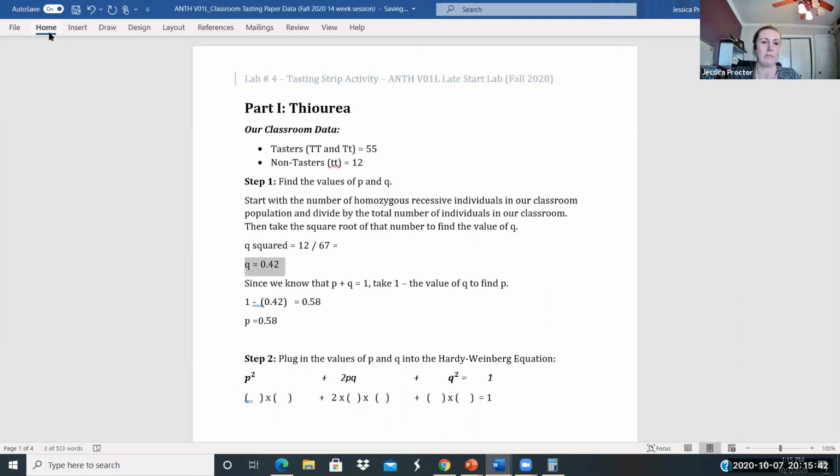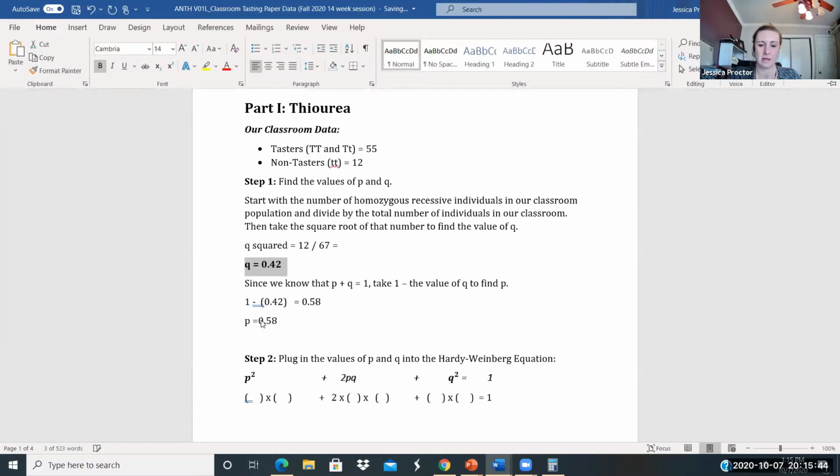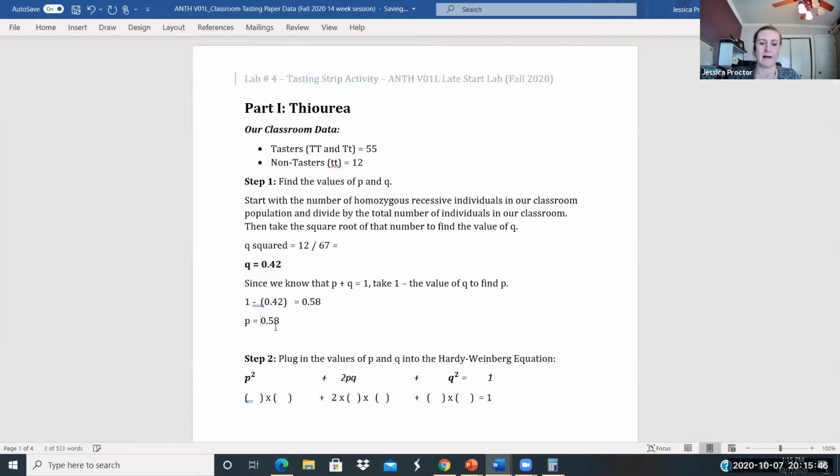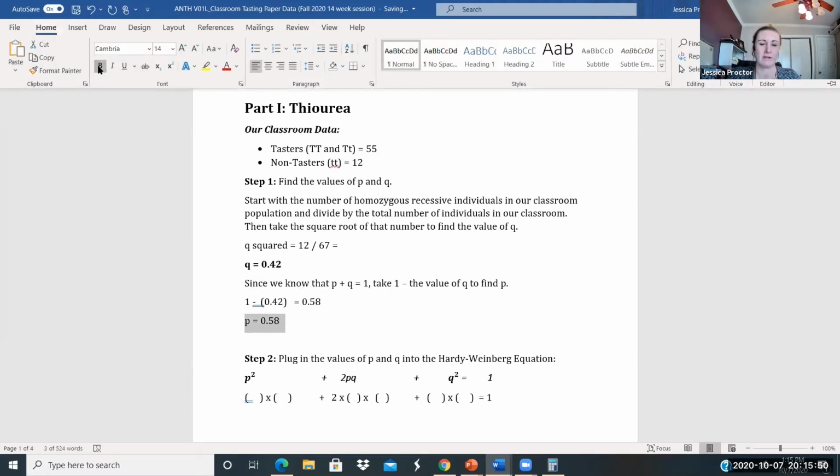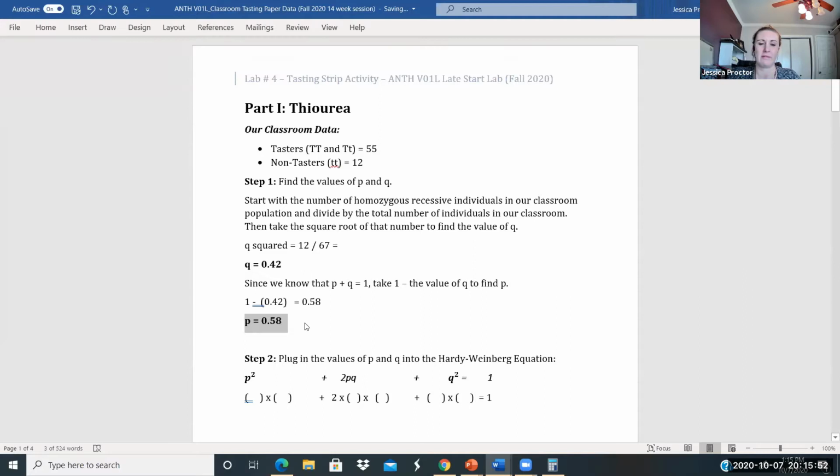All right, so some of the common errors that are made: sometimes students end up swapping the values of P and Q. So my advice is make it very clear to yourself, clearly label the value of P, clearly label the value of Q. And then step 2, once we've got that done, all we have to do is plug in our values of P and Q into our equation. The equation itself is P squared plus 2PQ plus Q squared equals 1.